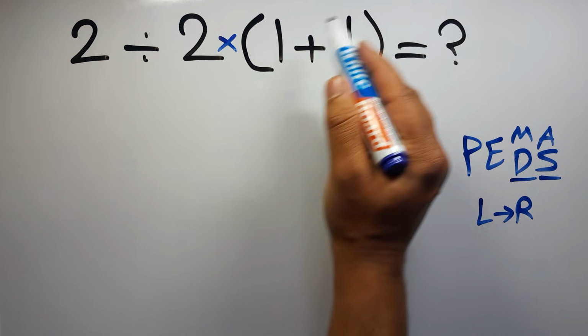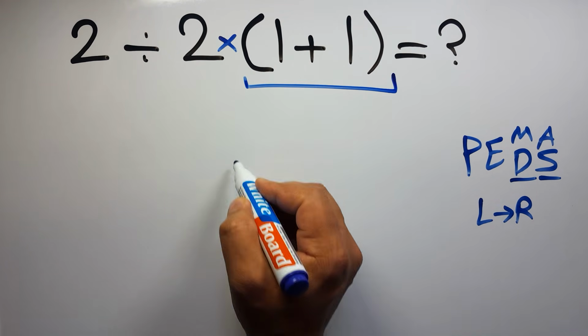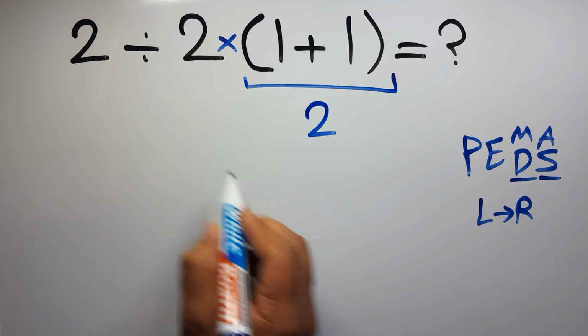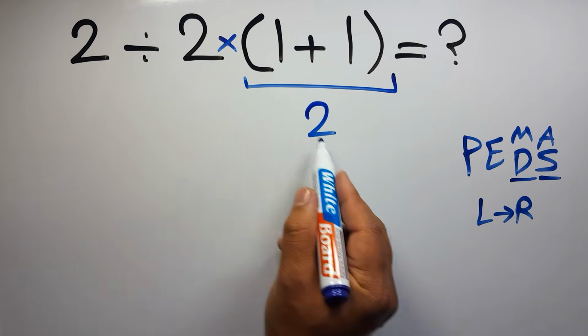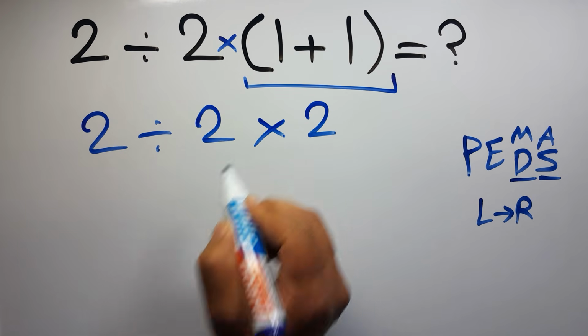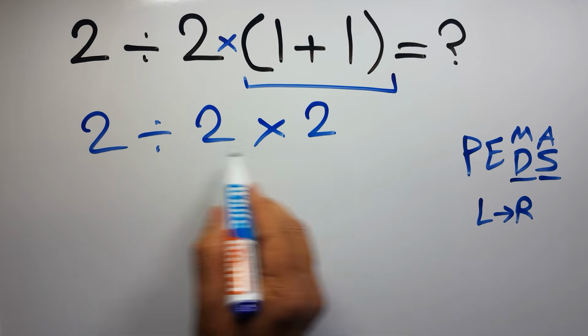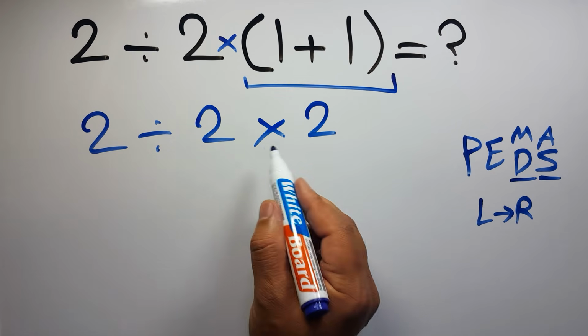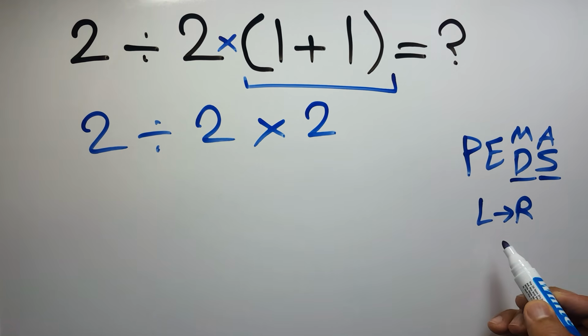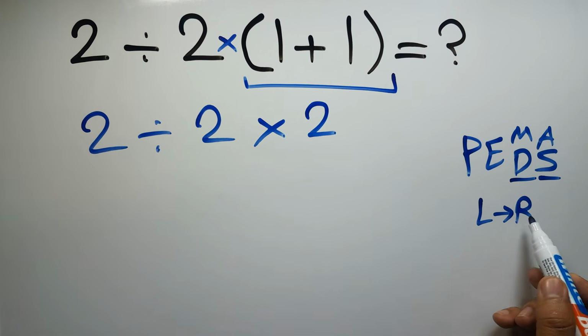So first we have to do this parentheses. Inside this parentheses, we have 1 plus 1, which equals 2. So we have 2 divided by 2, then times 2. Now, in this expression, we have one division and one multiplication. As I said, multiplication and division have equal priority and we have to work from left to right.